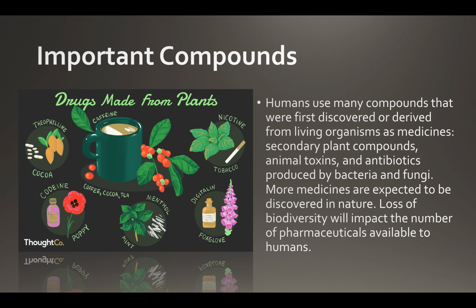So just some important compounds found naturally are what we say here on the image, drugs made from plants. We have caffeine, we have nicotine from tobacco, we have foxglove, we have menthol, we have codeine from a poppy, and we also have cocoa. All of these are naturally occurring compounds that we utilize today and will continue to do so in the future.